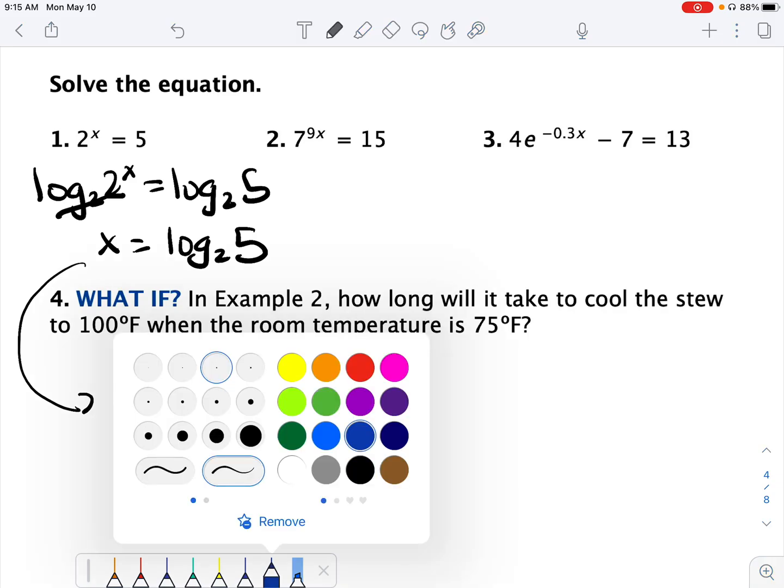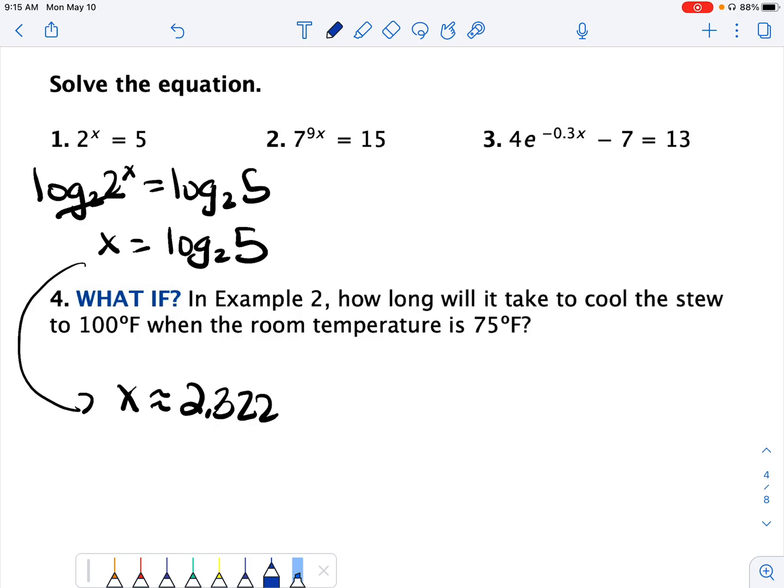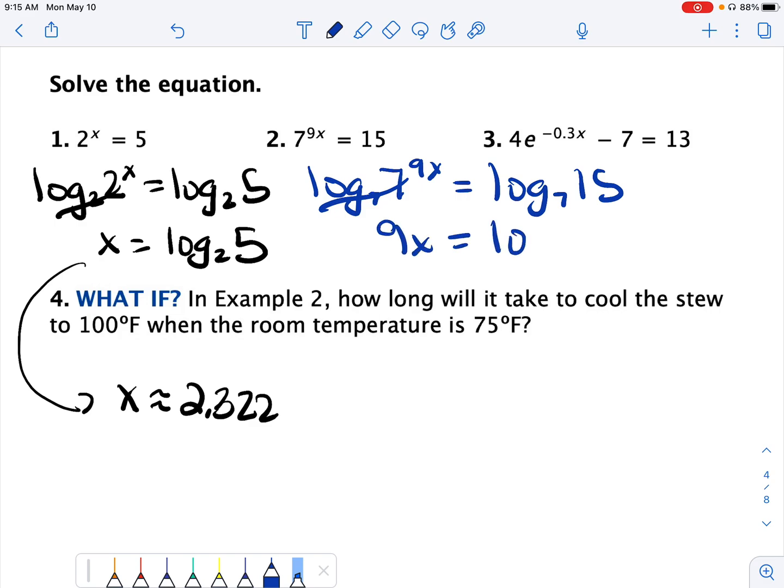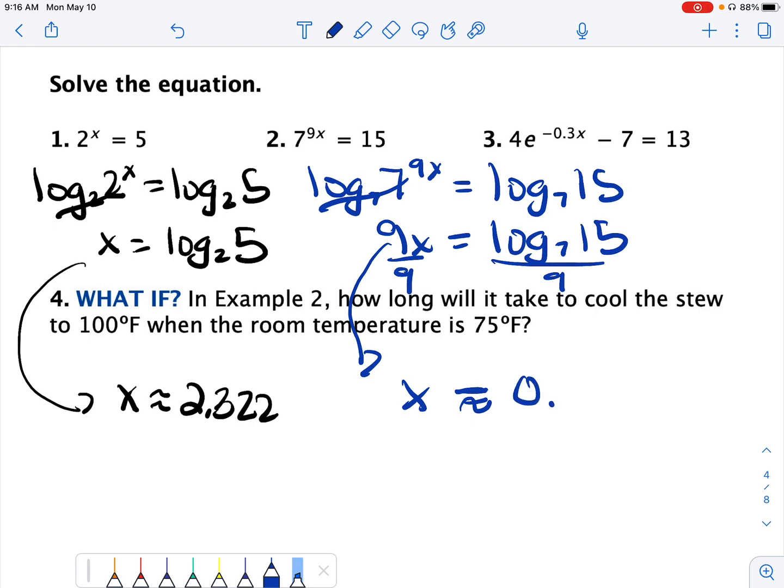Okay, let's do number 2. Again, can't convert them to the same base, so we'll now take the log base 7 of each side. Log base 7 of 15. Those are going to cancel out. 9x is going to equal the log base 7 of 15. Okay, we're going to now divide both sides by 9. You're going to stick that in the calculator, and it's going to be approximately 0.155.